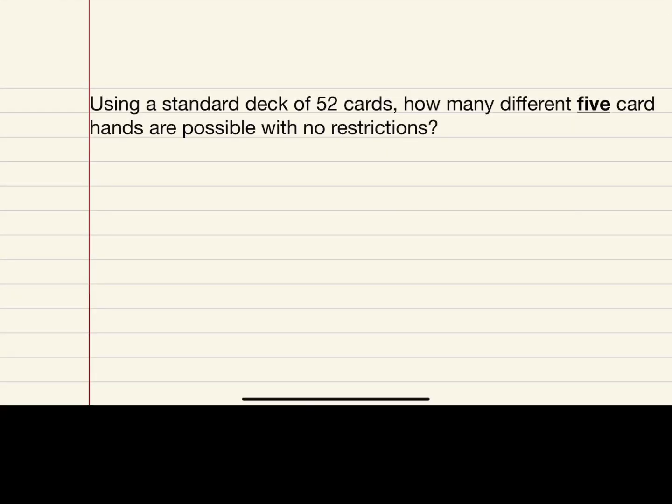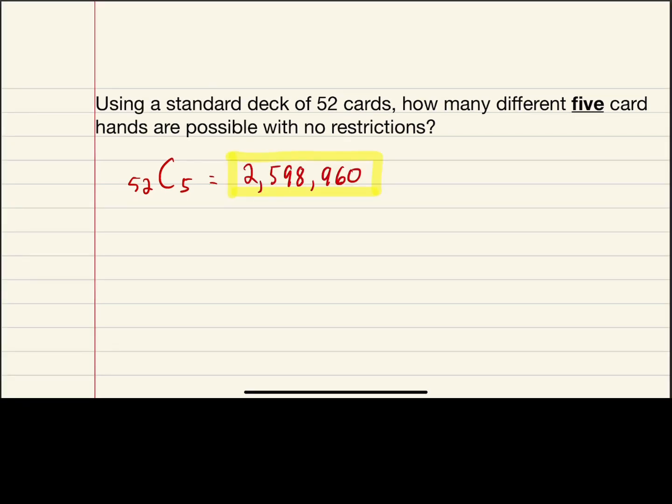So using a standard deck of 52 cards, how many different 5-card hands are possible with no restrictions? If there's no restrictions, well, the formula is quite easy. Out of 52 cards, we can choose any 5. And so when we plug that in to your calculator, this would give us an answer of 2,598,960 possible hands.